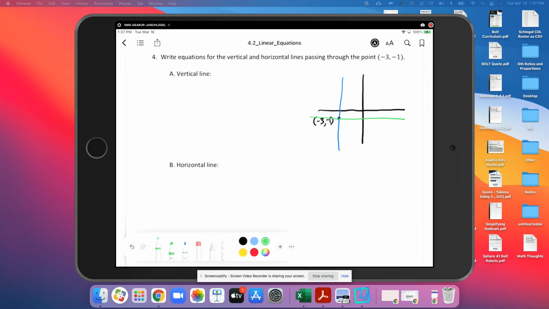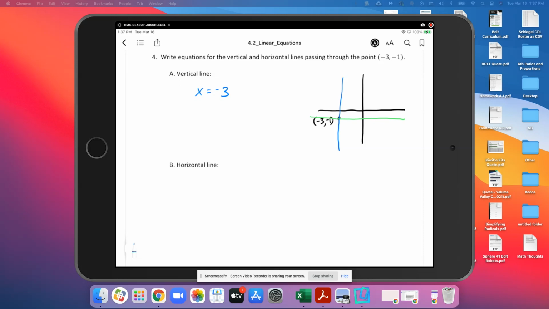So if we look at the blue line, that blue line is obviously vertical. And if we look at the values of the blue line, like if we trace it up and down, the y value over there will constantly be changing because you're going up and down, but the x value is always going to be -3. So for this one, folks, our equation is very simply x equals -3. And that's going to be the case for any vertical line, where the equation is just going to be x equals something.